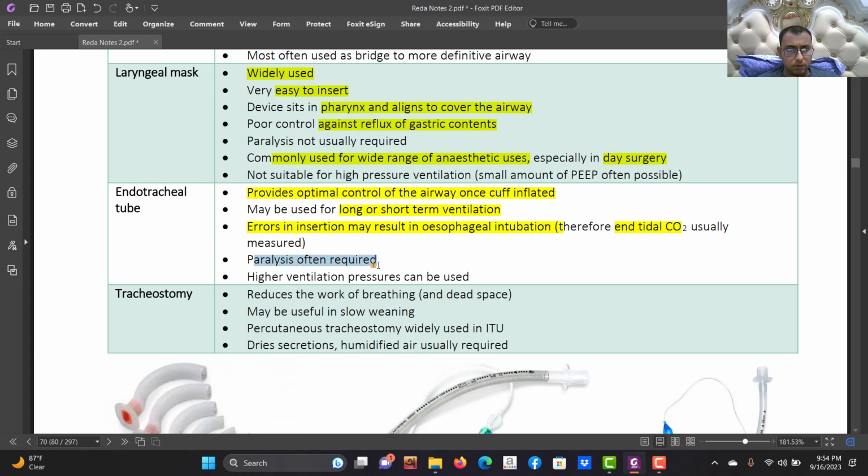Paralysis is often required, because for the endotracheal tube we have to paralyze the diaphragm and the larynx also, because it can cause a gag reflex, a severe gag reflex by the glossopharyngeal nerve. So paralysis is sometimes required for intubation, and higher ventilation pressure can sometimes be used.